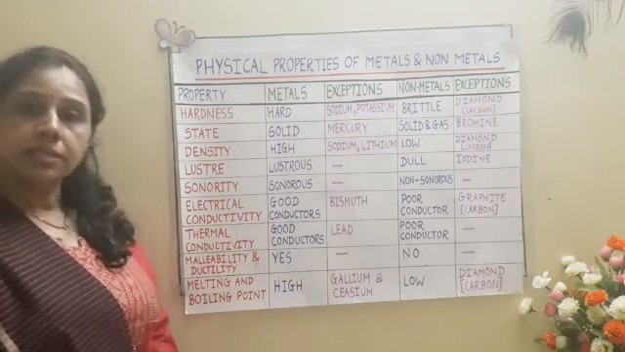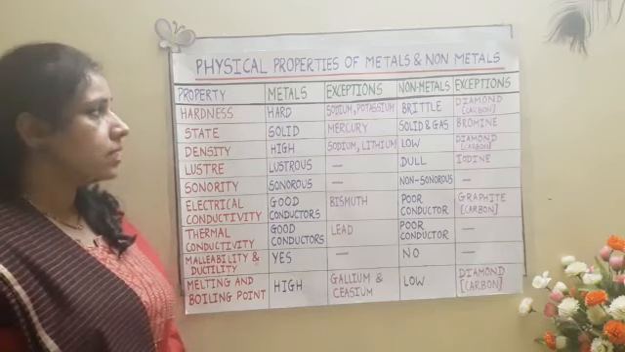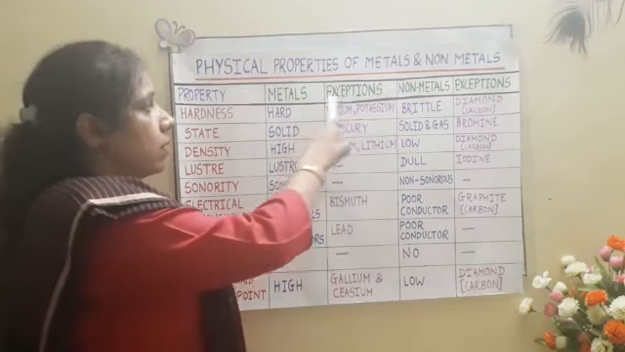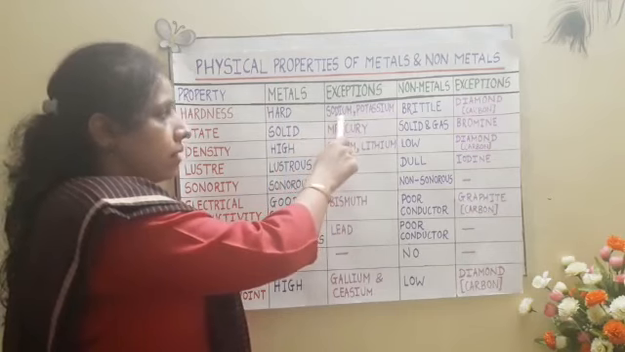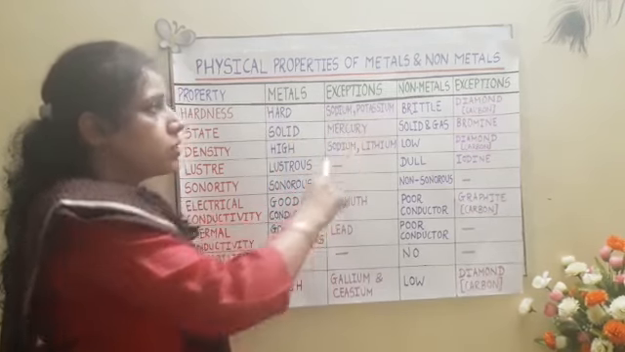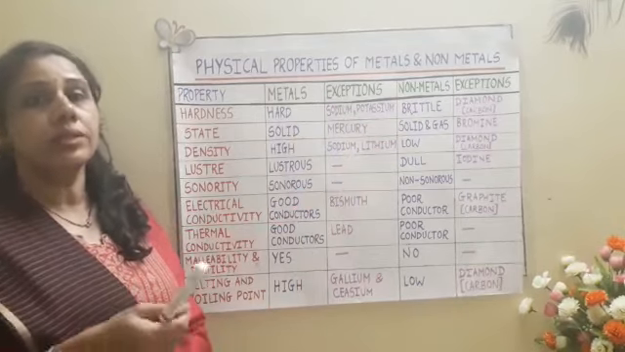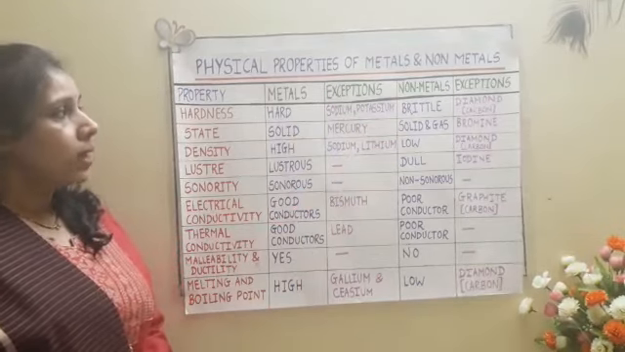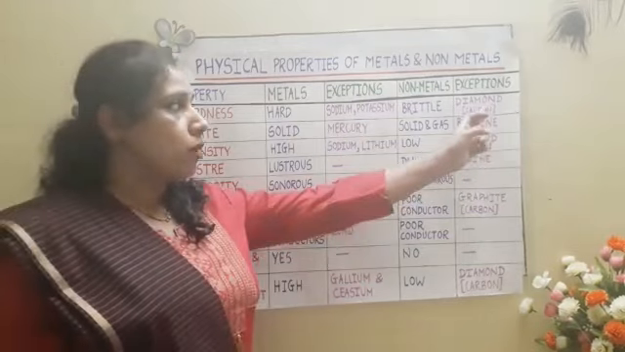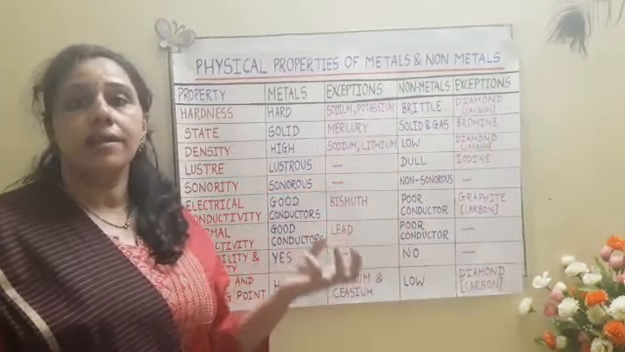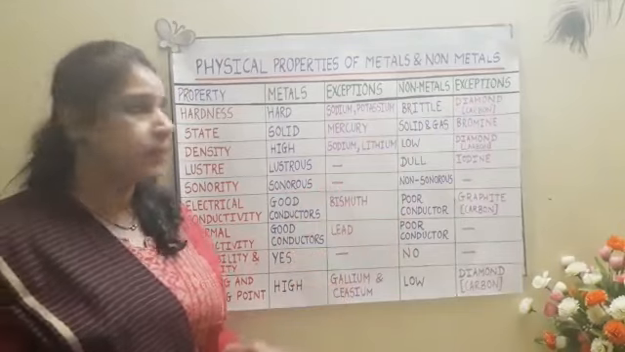But there are certain exceptions on both sides. Exceptions of metals which are not hard are sodium and potassium, which are very soft. They can be cut with a knife also. Whereas diamond is a non-metal which is very, very hard. Rather, it is the hardest natural substance.